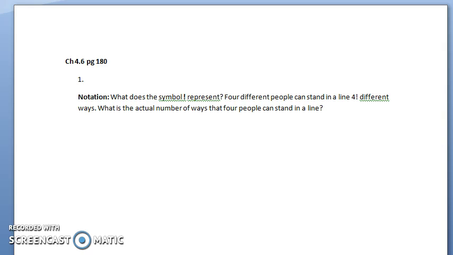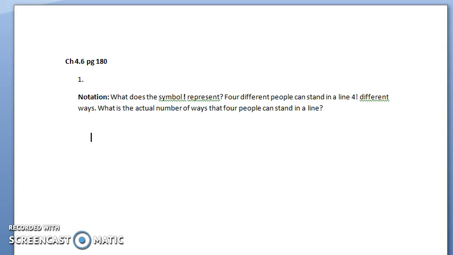Well, first off, let's start off with the first question. What does the symbol exclamation point represent? Well, the exclamation point does not mean that your textbook is yelling at you. What that exclamation point stands for is called a factorial symbol. What is a factorial symbol? Well, by definition, a factorial symbol is the product of decreasing positive whole numbers.